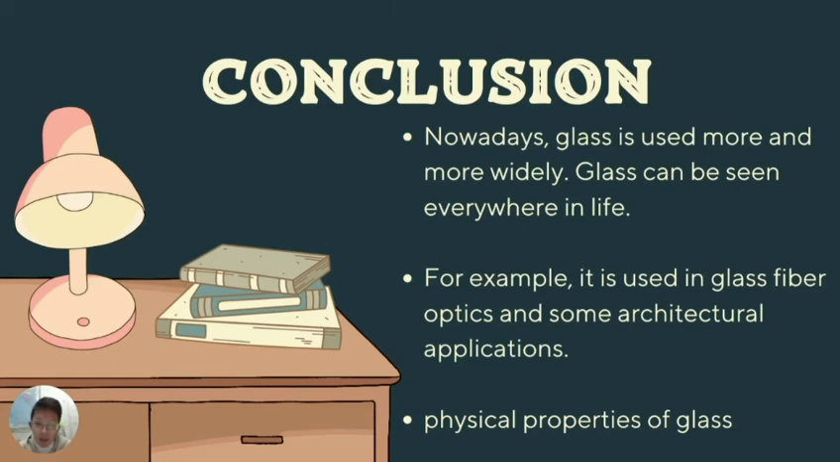Glass is a versatile material that can be made into different chemical forms of the same substance for different uses. Thank you very much, and I think that's all for me.